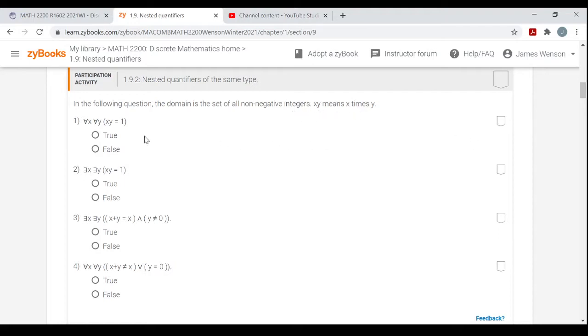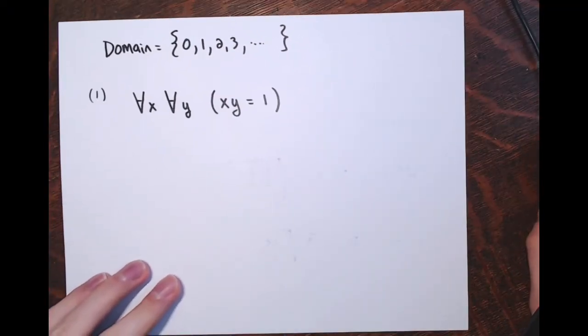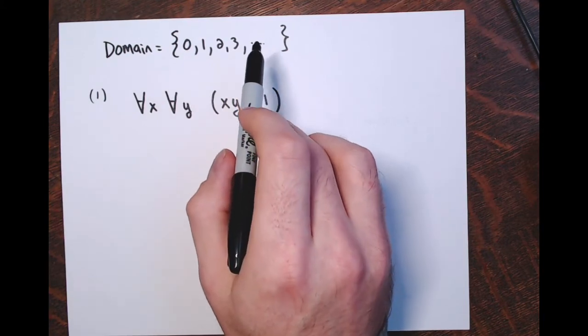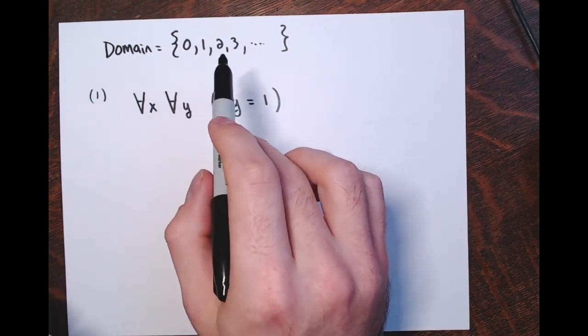So I'm going to write out this first. It is a proposition. Notice that the predicate is x times y equals 1. The predicate depends on two variables, and both those variables are bound to a universal quantifier. So I'll write this out and we'll come to some paper. They told us again the domain is the set of all non-negative integers, so 0, 1, 2, 3, 4, 5, etc.